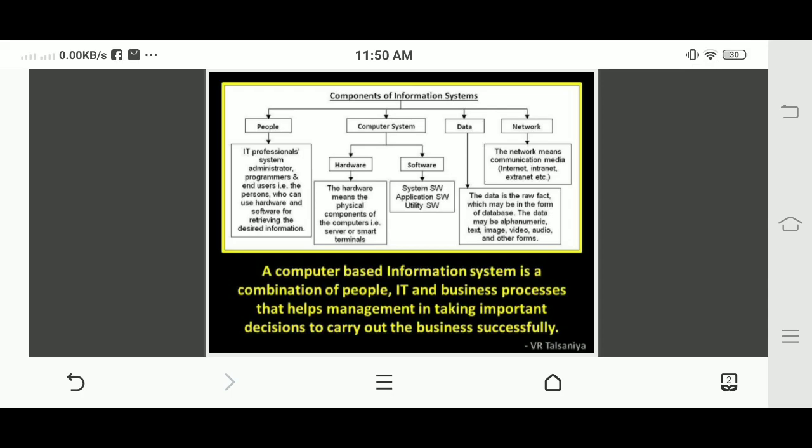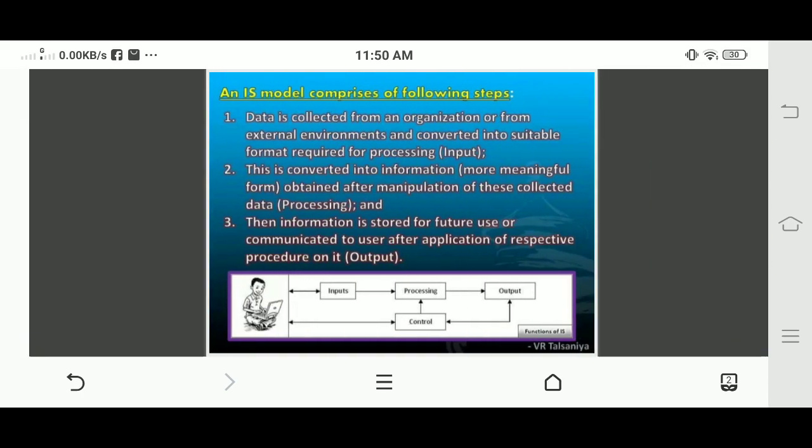So a computer based information system is a combination of people, IT and business processes that helps management in taking important decisions to carry out the business successfully. So obviously when we talk about information systems, these components play a major role while doing business, and to make that business happen successfully, these things are taken into consideration.